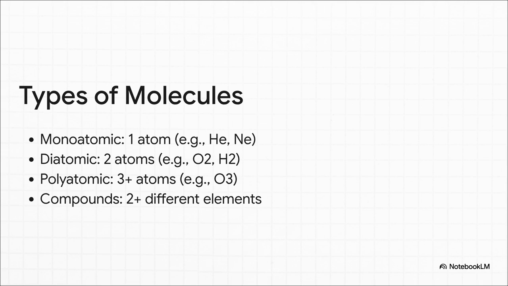First, molecules of elements stick strictly to their own kind. They only contain one type of atom. Now, these can be monoatomic loners like helium, diatomic pairs like oxygen gas or H2, or even polyatomic groups like ozone, which is O3. Then, on the other hand, we have molecules of compounds. These mix and match different elements. Think of H2O combining hydrogen and oxygen to make water, or CO2 combining carbon and oxygen to make carbon dioxide.